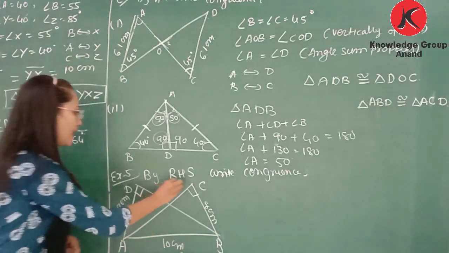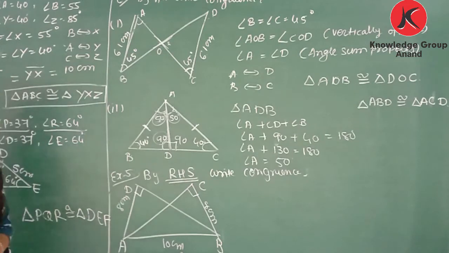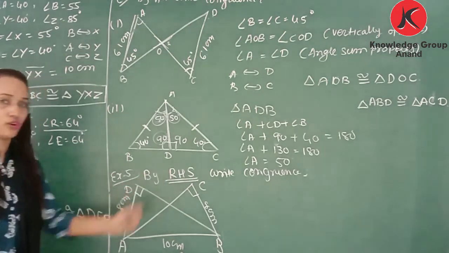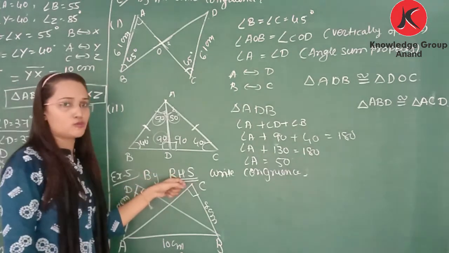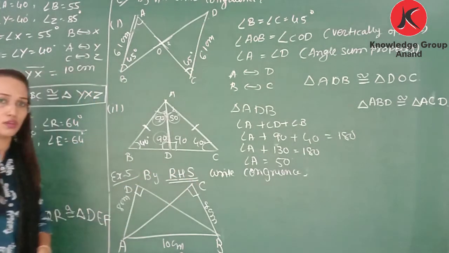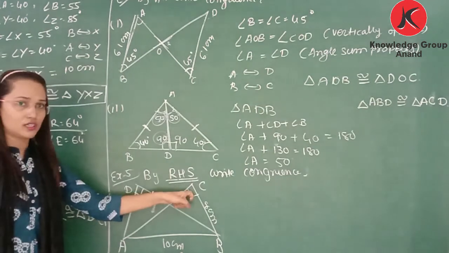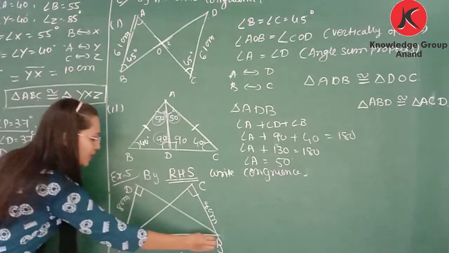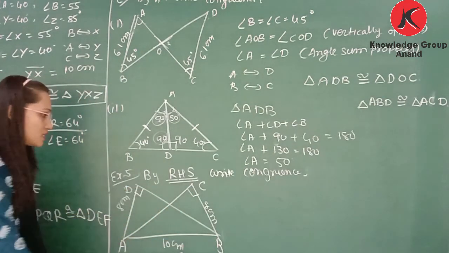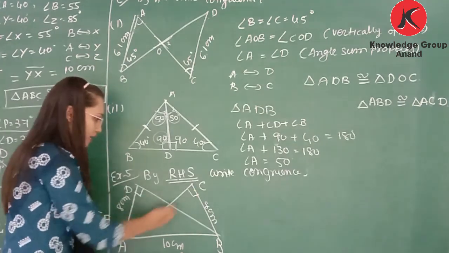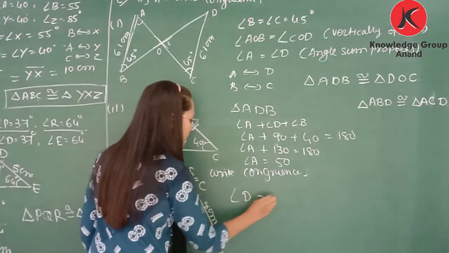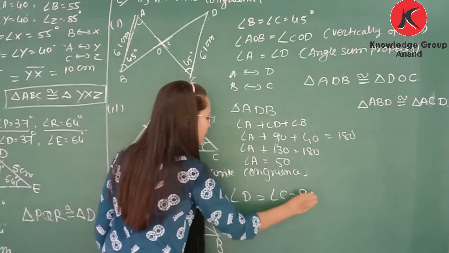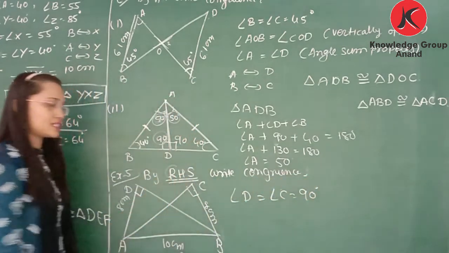Next one. By RHS, write the congruency. Here you need to apply right angle, hypotenuse and side congruency. It means the right angle must be there, the hypotenuse must be equal, and a side must be equal. So here this is a right angle in triangle ADB. Angle B is a right angle, and in triangle ABC, angle C is a right angle. So we can write angle B is equal to angle C is equal to 90 degrees. So the first criterion is satisfied.